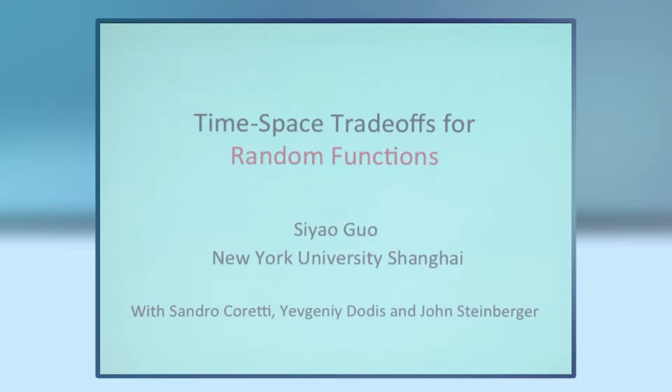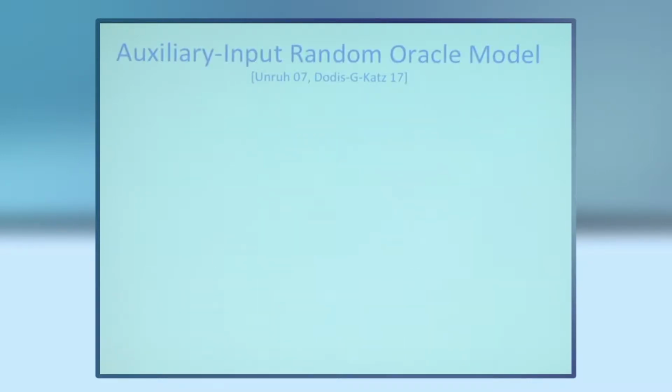So motivated by this, in 2007, Unruh, and we revisited later, considered a slight modification of the traditional random oracle model. It's called the auxiliary input random oracle model. Let's begin with the definition.